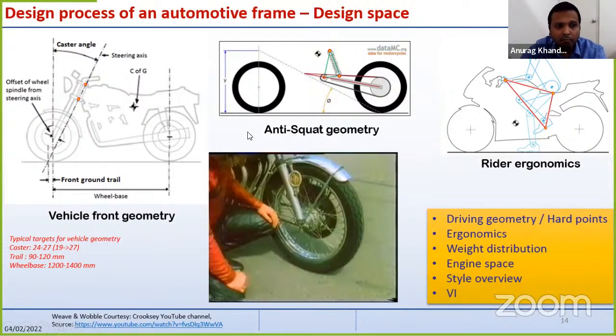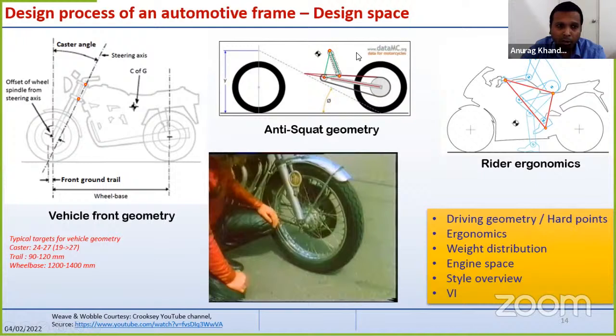Then the second image is anti-squat geometry. What is happening is, when a motorcycle accelerates, the load is transferred to the rear and increases the weight or load on the rear suspension. So obviously the rear suspension compresses and the vehicle actually squats. But there is a geometry which helps to take care of this. But we need to understand what happens if it squats.